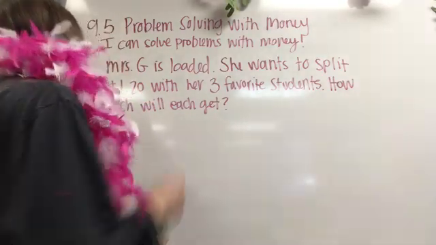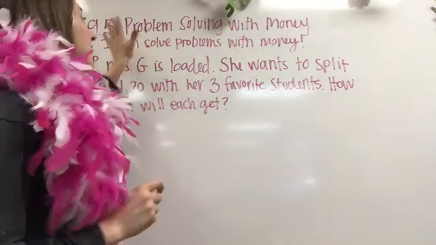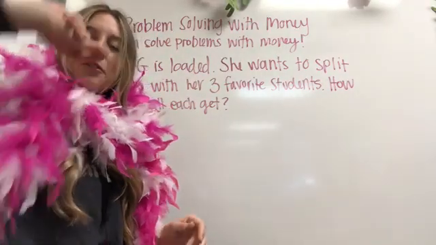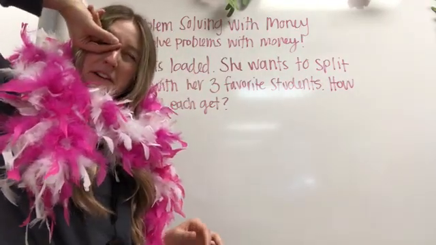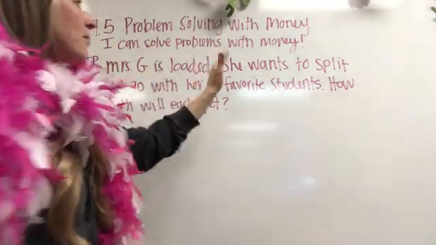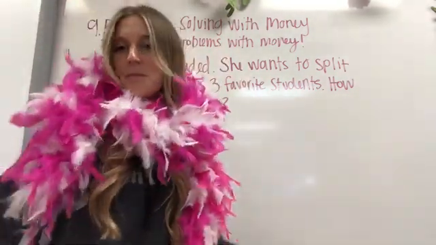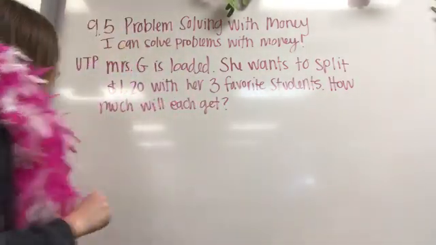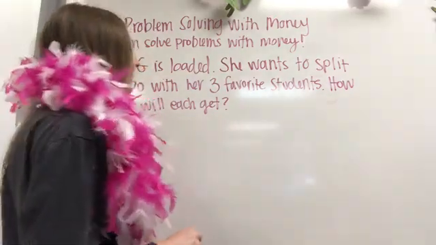All right. So 9.5 is problem solving with money. You know those fancy people. Oh, money. And our I can is I can solve problems with money, because money solves all the problems of the world. It doesn't, I'm just kidding. But some people think it does. So, our unlikely problem today.